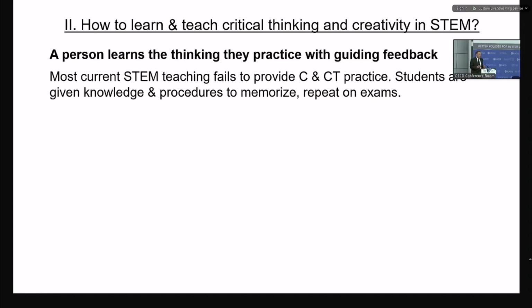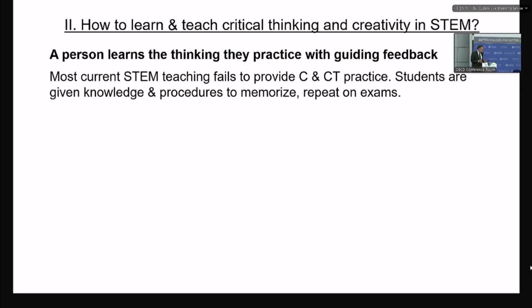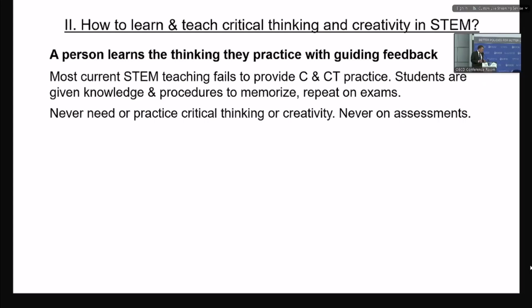Now, if you look at most STEM teaching, however, particularly at the higher grades and especially in systems with high stakes examinations, they're really not providing that sort of thinking practice at all, but they're giving knowledge and procedures and practicing, essentially memorizing them and repeating them on the exams and assessments. And so they never really practice these thinking skills, and they're almost never really exposed to them on the assessments and courses.